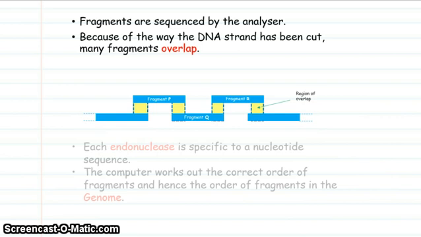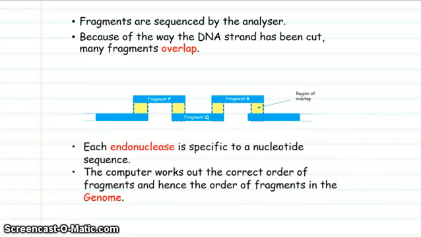Because of the way the DNA strand's been cut, there will be lots of overlap between the fragments. The order in which the fragments should be placed is helped by the specific endonucleases that cut the fragments at various points, and the computer will then work out which order the fragments should all be in relative to each other, and hence the entire genome of the organism you're trying to determine.